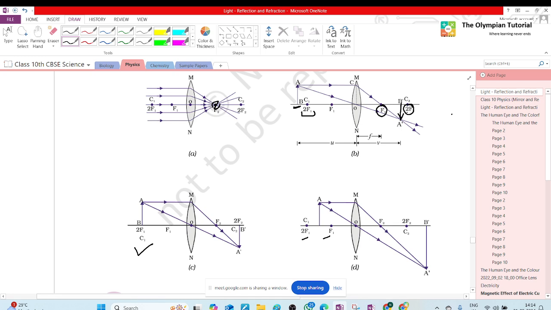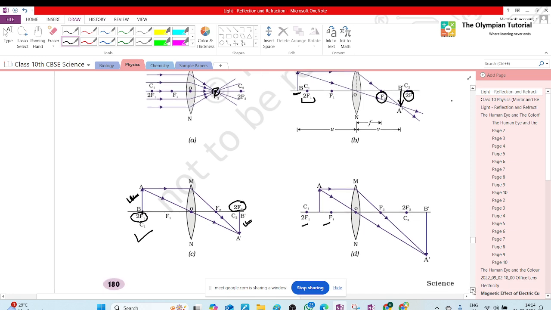Real or virtual? Real. Real images are inverted, virtual images are erect. Here, if the object is at 2f1, the image will be formed at 2f2. Students, you have to be very careful while preparing the diagram. The image is of the same size as the object, and this is real and inverted.